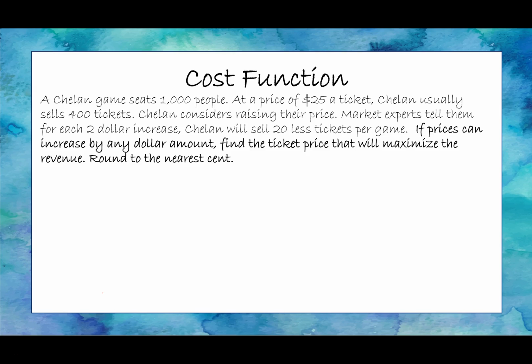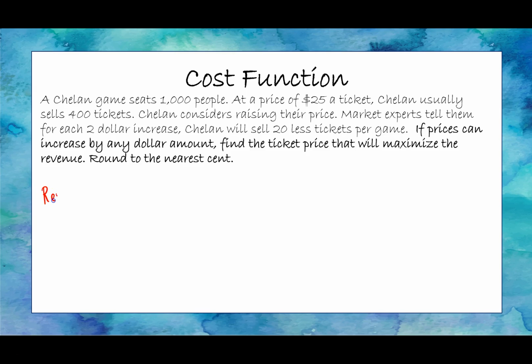All right. A Chelan game seats 1,000 people at a price of $20 a ticket. Chelan usually sells 400 tickets. Chelan considers raising their price, and market experts tell them for every $2 increase, Chelan will sell 20 less tickets per game. If prices can increase by any dollar amount, find the ticket price that will maximize the revenue.